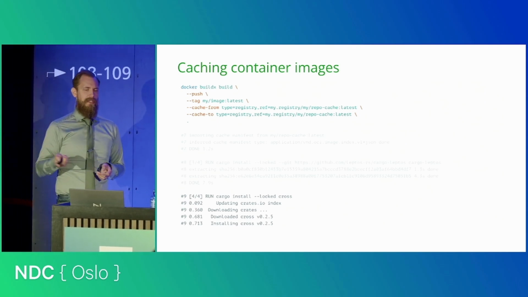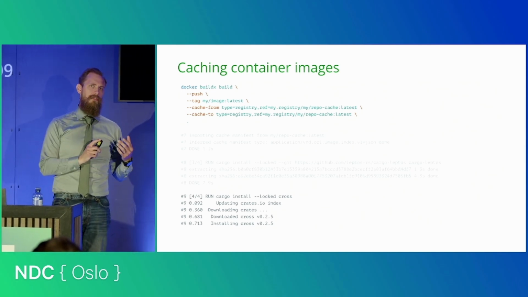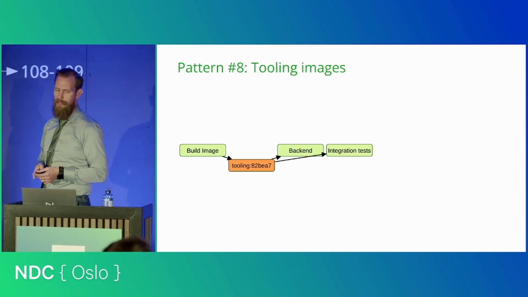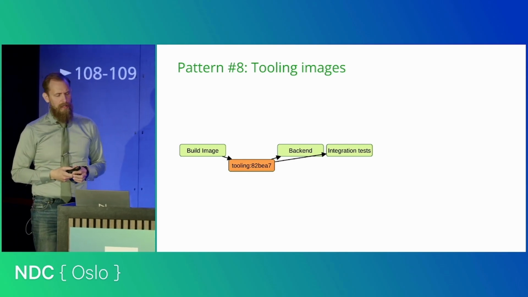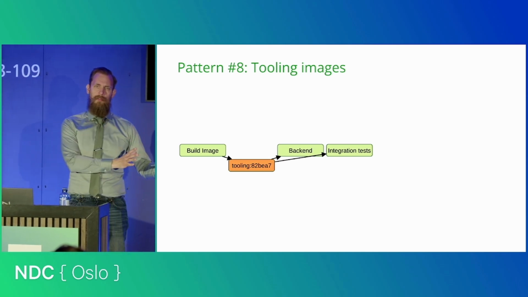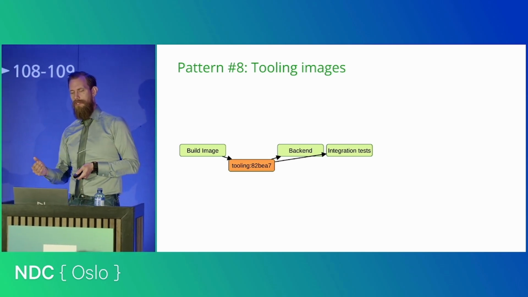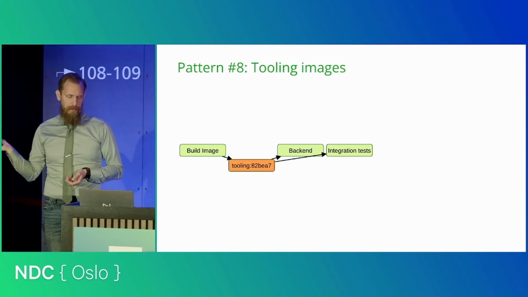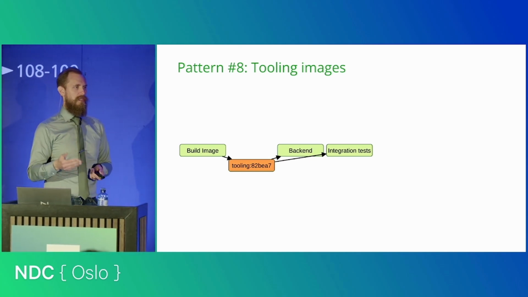And once we have this, we can use container images to remove the ephemeral issues of modern build systems by using pattern number 8, which is tooling images. So here, we build an image as a pre-step in our pipeline. We publish that image to a registry, and then we use that image to run the backend and the integration tests. Now, this doesn't really look like it saves us time, because we build the image and then we use the image.